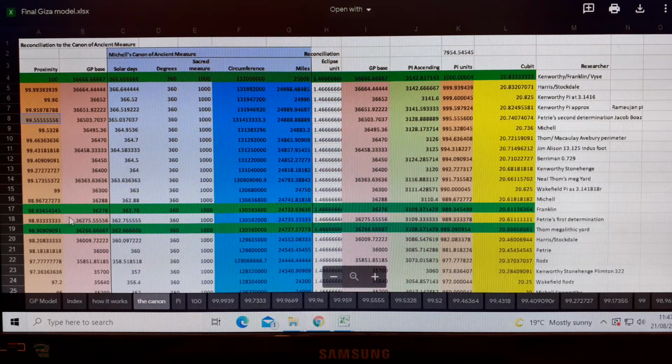And it gives this as an Earth circumference. And if I can move to that, I'll show you what I've written about it. It's 98.9333.